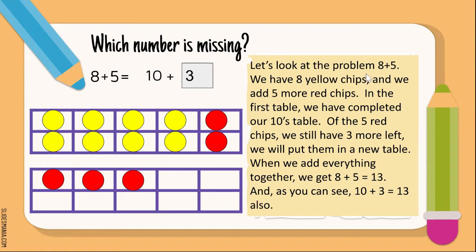Let's look at the problem 8 plus 5. We have 8 yellow chips and we add 5 more red chips. In the first table, we have completed our tens table. Of the 5 red chips, we still have 3 more left. We will put them in a new table. When we add everything together, we get 8 plus 5 equals 13. And as you can see, 10 plus 3 equals 13 also.